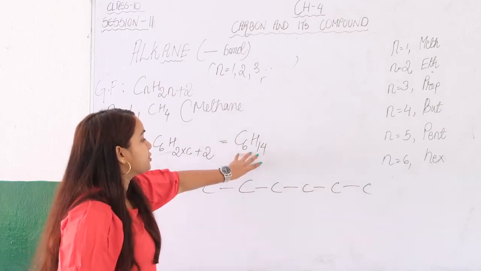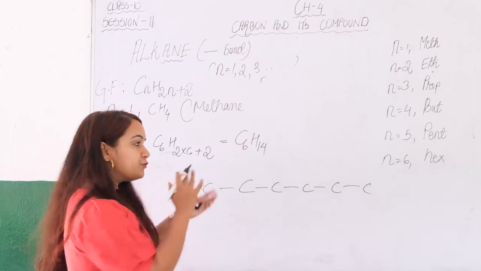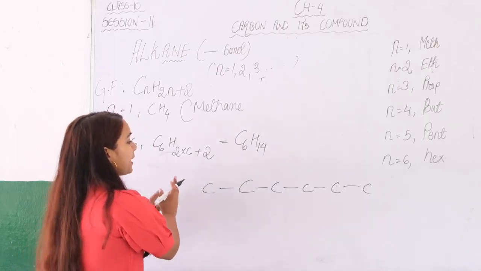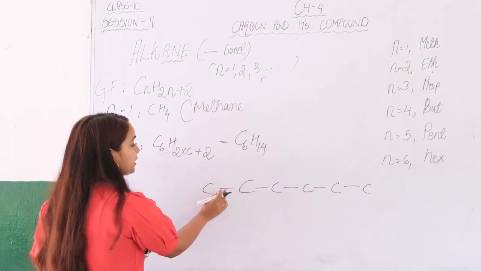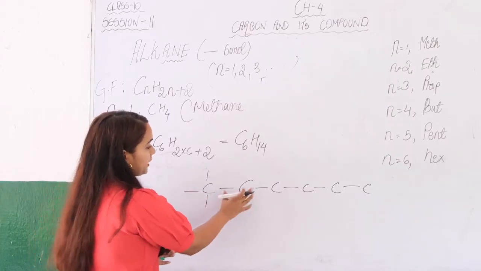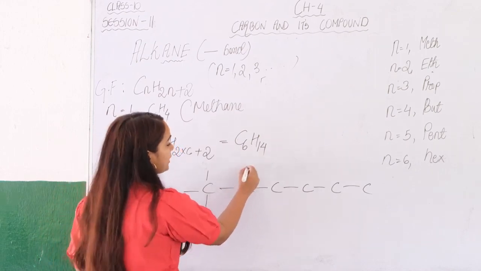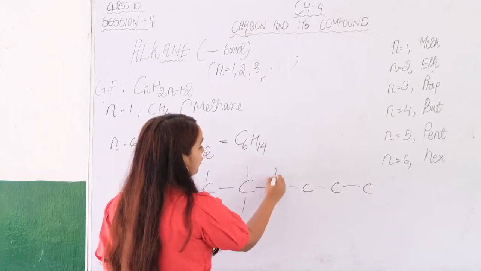And 14 hydrogens, you cannot directly draw the 14 hydrogens blindly. You first have to see the tetravalency. If you maintain the tetravalency, automatically you will get 14 hydrogens. So here it has only one bond, that means it needs 3 bonds. Here 2 bonds, in order to make 4, we need 2 more bonds.